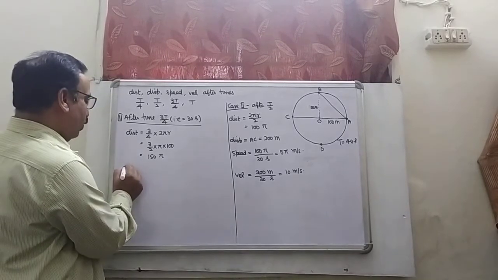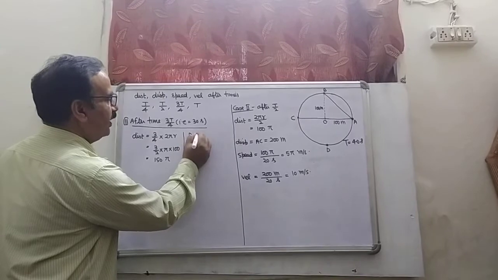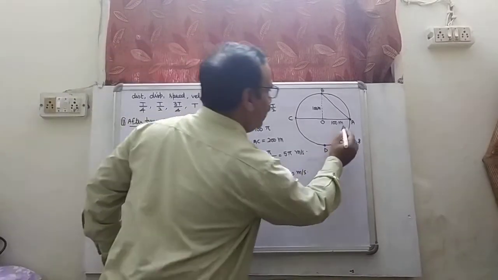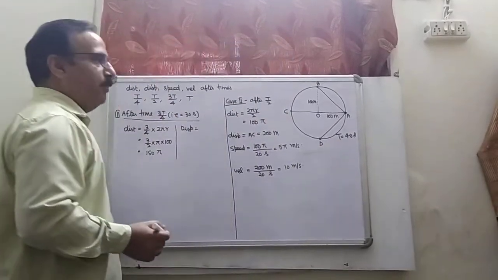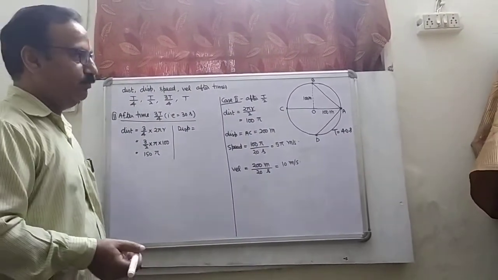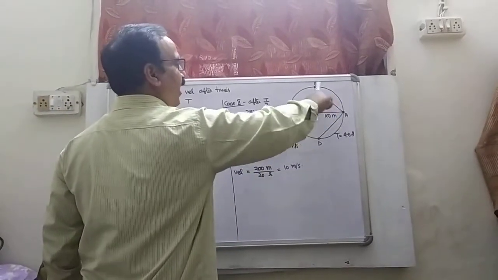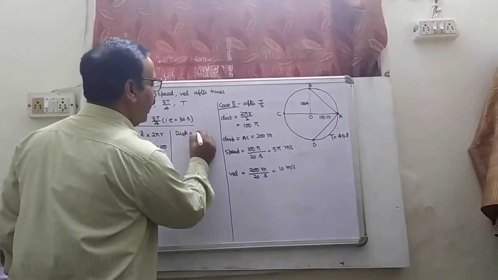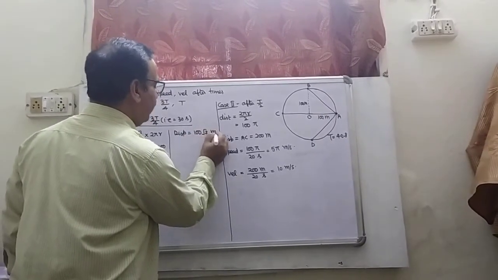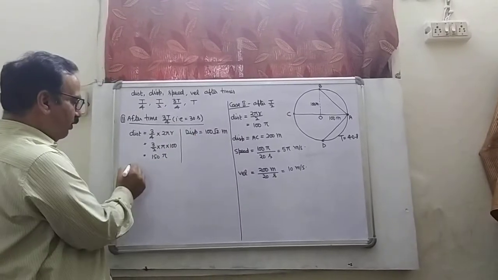Now, if we talk about displacement, it will be AD. Remember, I am only talking about the magnitude of the displacement. And as in case number 1, you were finding AB, in the same manner you can find AD as 100 root 2 meter. So you can find distance, you can find displacement. Now what will be speed?